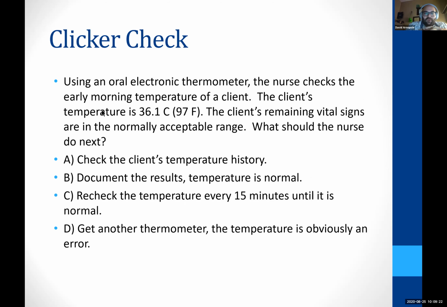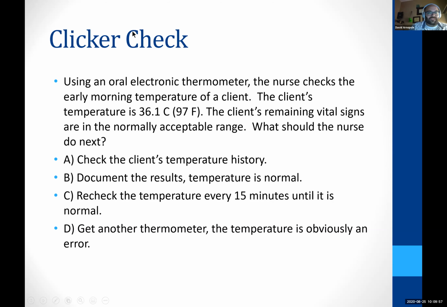Okay, so I see a lot of A's, a lot of B's. Okay, 97 degrees Fahrenheit. That is within range. We're good. We don't have to check the client's temperature history. We just document it. The temperature is within normal results. There's nothing in here that says this patient normally has a problem. All it says is that you've checked this patient's temperature and this is it. The question's over. Don't think about, well, what if they have different things? Nothing in here makes you think that, so don't add that. Okay? Is this helping with these questions?